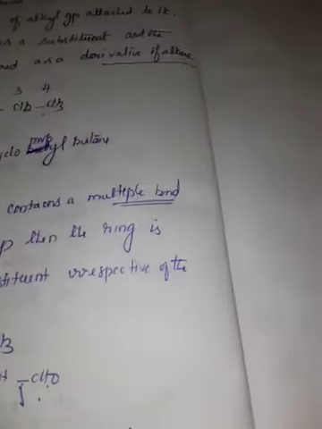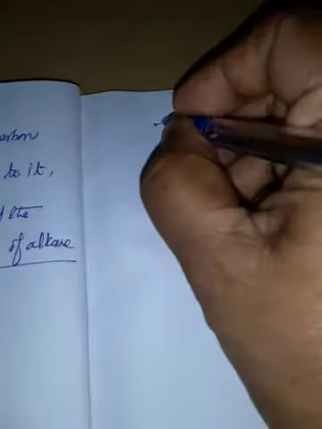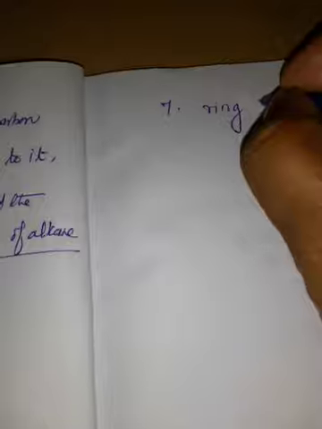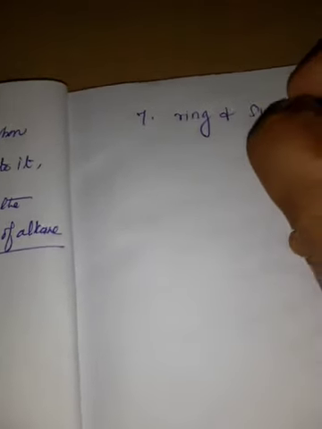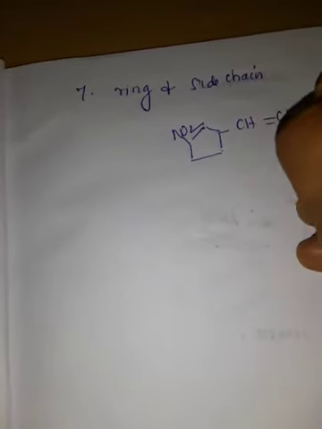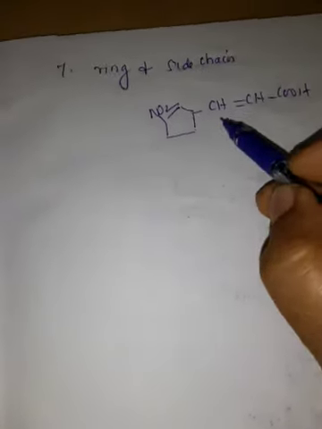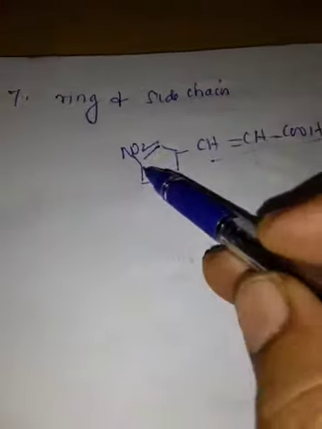Next, if both the ring and the side chain contain a functional group. For example, cyclobutane having NO2 group, side chain, this is the ring, both containing functional groups. Here COOH present, here NO2 group present. This is the case.